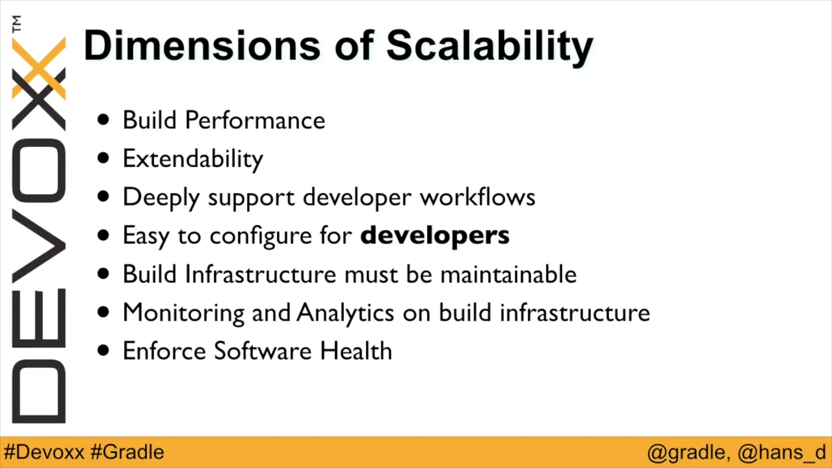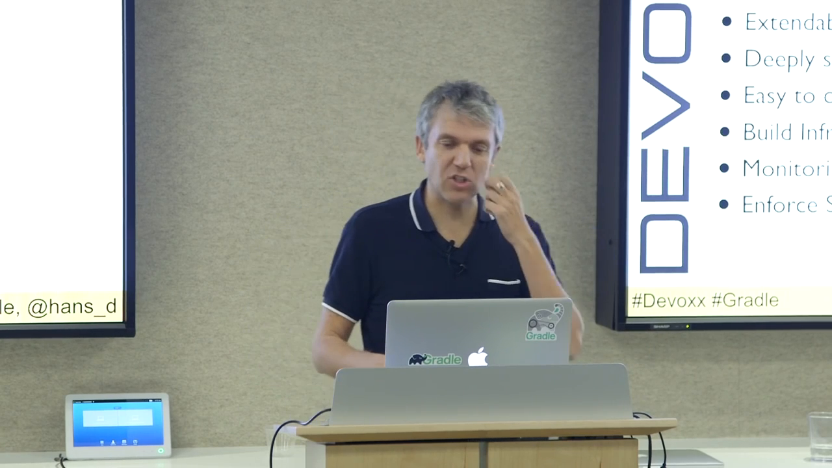And then number 4: you can have fast and extendable build systems that are extremely painful for developers to work with, to configure, to change anything. I've seen that multiple times, and you expose a lot of unnecessary complexity to the developer. So a good build system gives the build masters tools to tailor it in a way that it's easy to configure for developers. Then build infrastructure must be maintainable. And then there's monitoring and analytics on build infrastructure, which Luke and Etienne will talk about. And then there's the aspect of enforcing software health, and we'll talk about that also later. So when we talk about build scalability, it has many interesting dimensions.